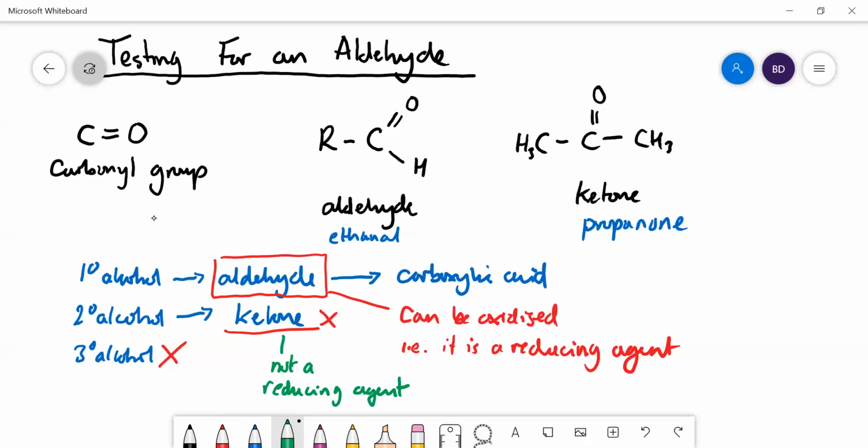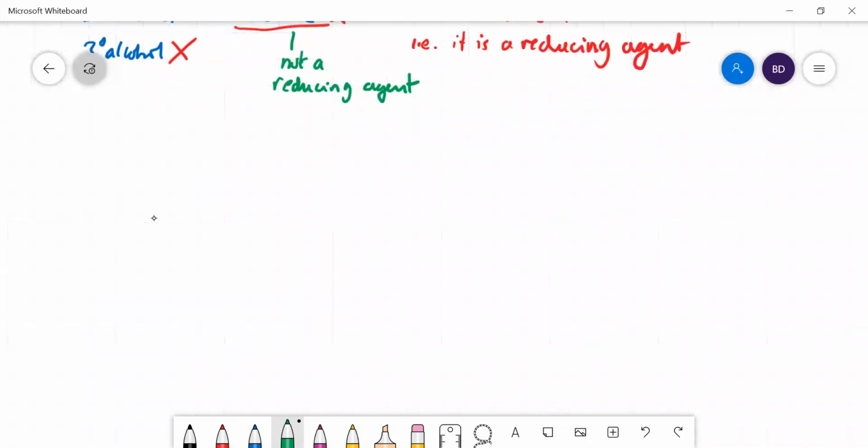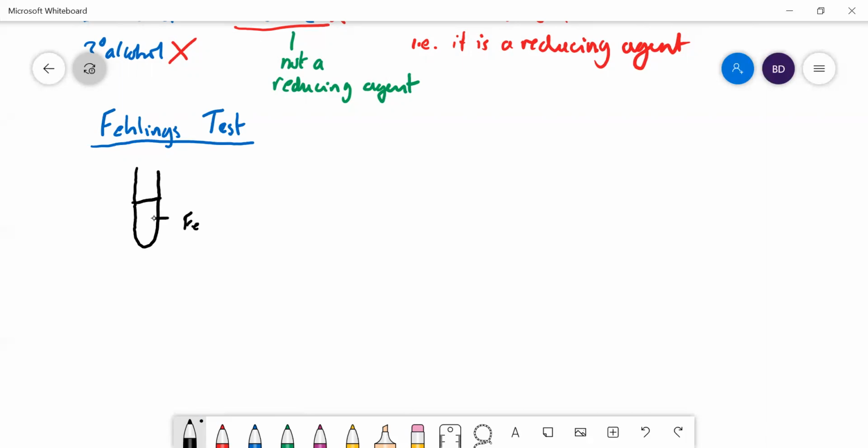The first one is called Fehling's test. Okay, so it's named after a man. Fehling's test. Now what you do is you get your test tube, and this is going to be your Fehling's reagent in here. And we'll tell you what that is in a minute. It contains copper 2+ ions, and it's a blue color.